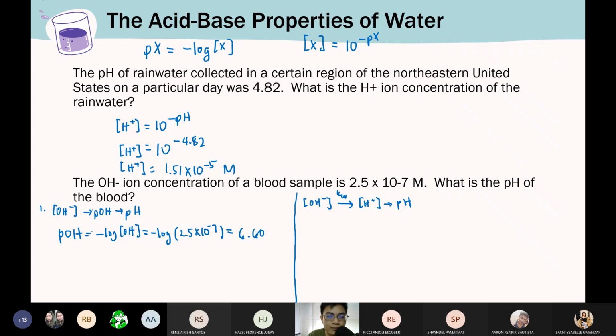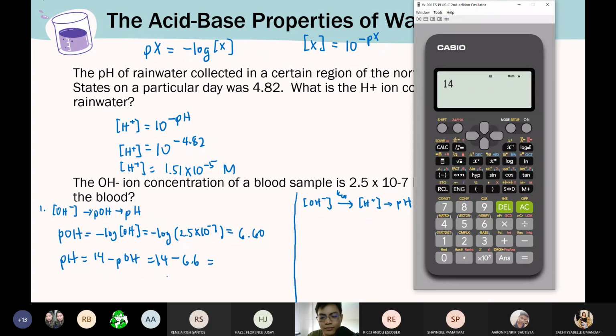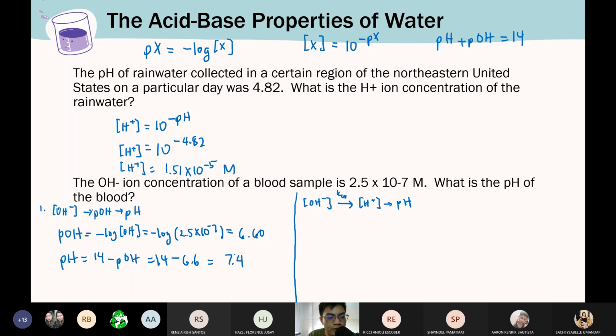And then, using the pH plus pOH equals 14. So, let me write here. Sorry, pH plus pOH equals 14. I can solve for the pH as 14 minus pOH. That's 14 minus 6.6. That's 7.4. Okay, so that's the pH of the blood, no? Which is nasa kaninang slide, no? Again, pH doesn't have any units, no? So just write the number.